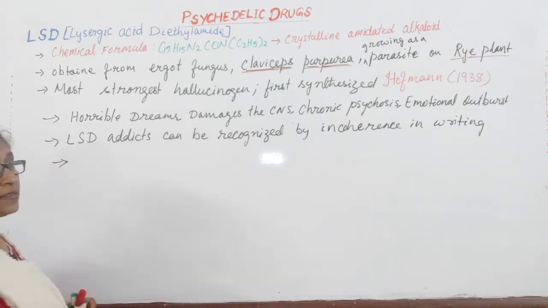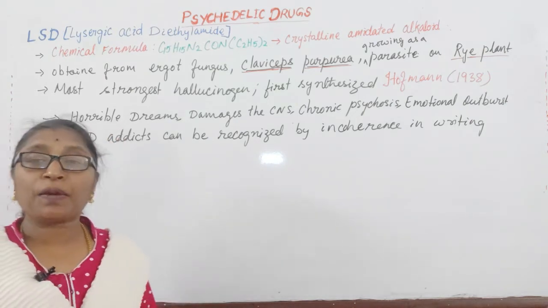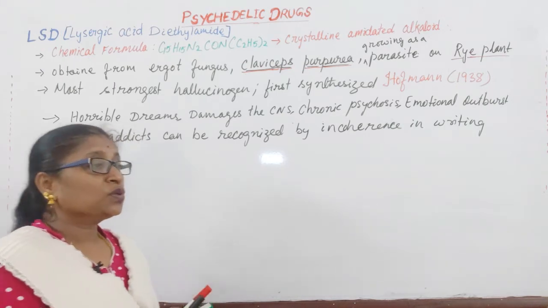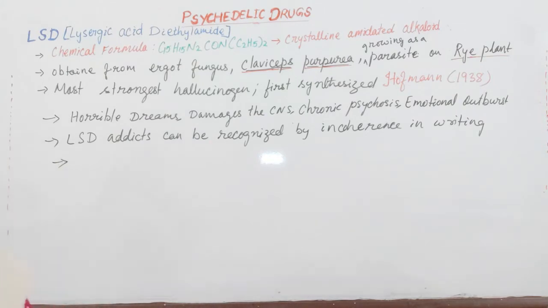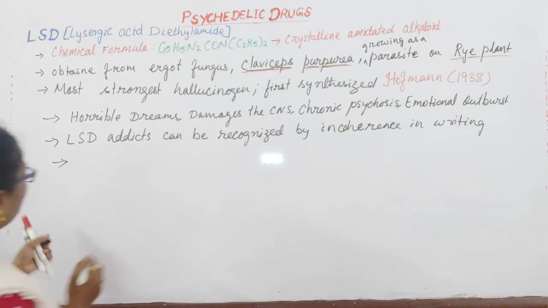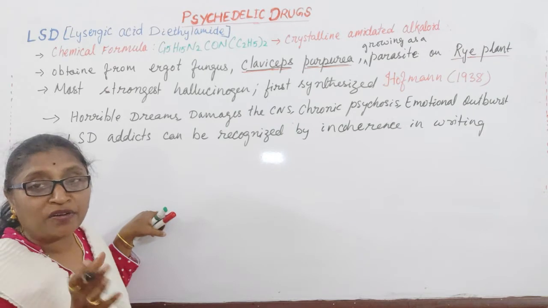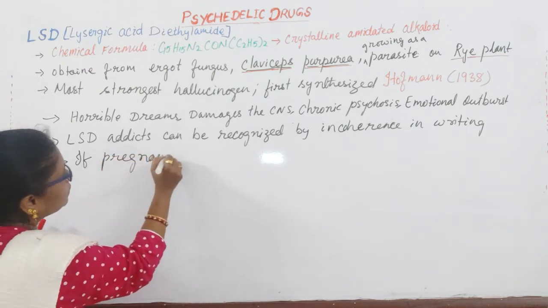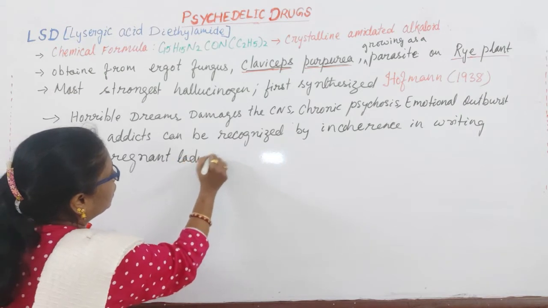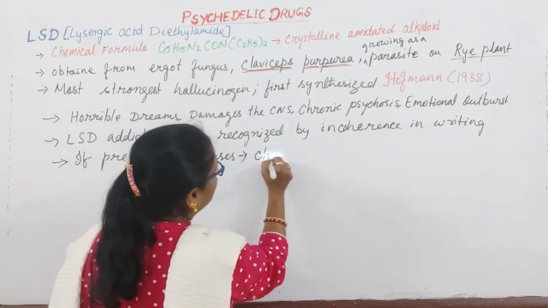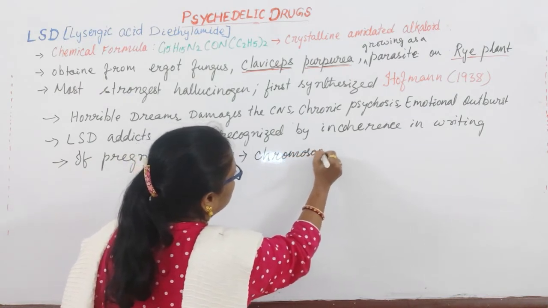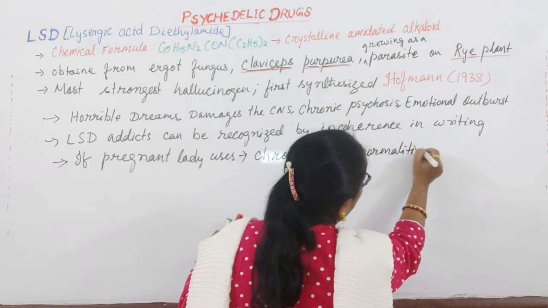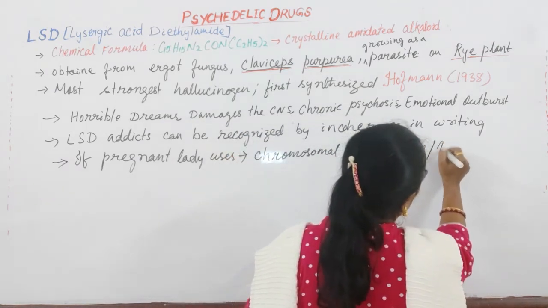The fetus is mostly affected. If a pregnant lady uses LSD, it severely affects the embryo. So it leads to fetal disorder. It also brings chromosomal and fetal abnormalities. First of all, it affects directly the chromosomes. So if a pregnant lady uses it, that leads to chromosomal abnormalities, as well as fetal abnormalities.